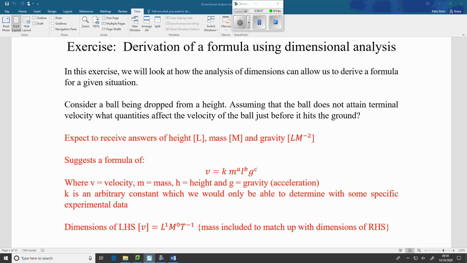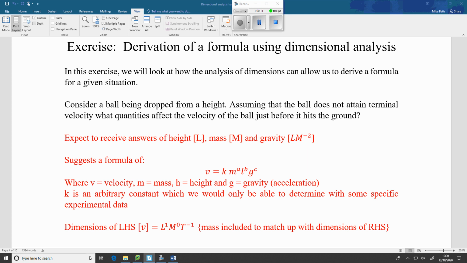Dimensions. An acceleration, L t to the minus 2. Yeah. Anything else? Well, the velocity is on the left-hand side of our equation. We're trying to find out what the velocity is going to be when it hits the ground. Height, yeah. So if we were to think about this problem, those are the things we might think of in simplistic terms if we ignore air resistance. And more about that a bit later.